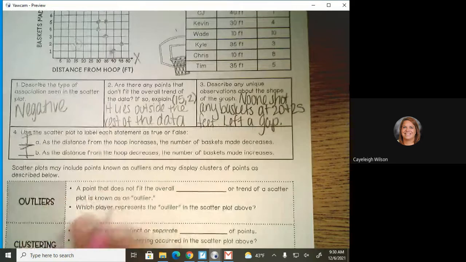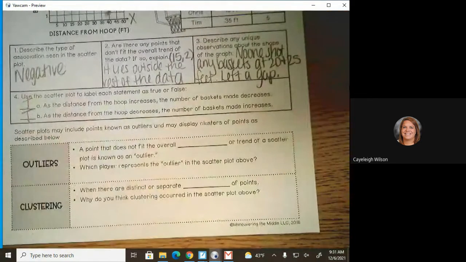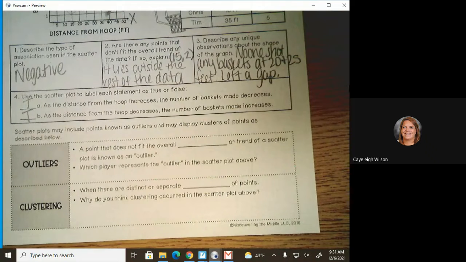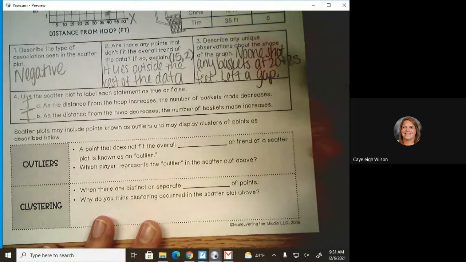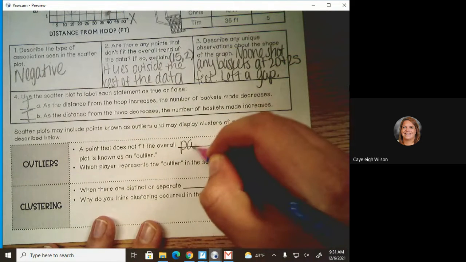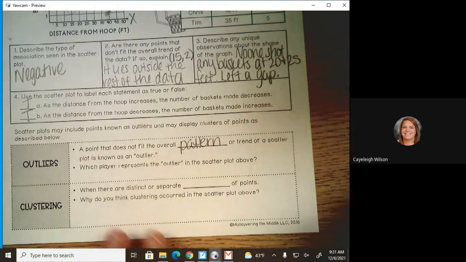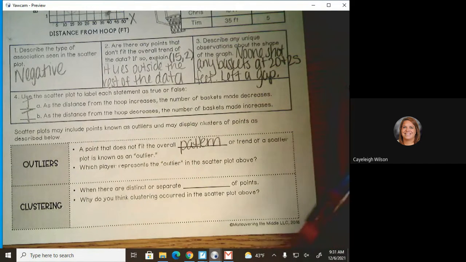Okay, so it says scatter plots may include points known as outliers. So that's what we were talking about up at the top there with that outlier point. And may display clusters of points as described below. So clusters are like where that gap was, where they were clustered together in one spot and clustered together in a second spot. And that outlier is the one that lies out of the majority of the data. So it says a point that does not fit the overall pattern or trend of a scatter plot is known as an outlier. And I always remember outlier: it lies out of the data.